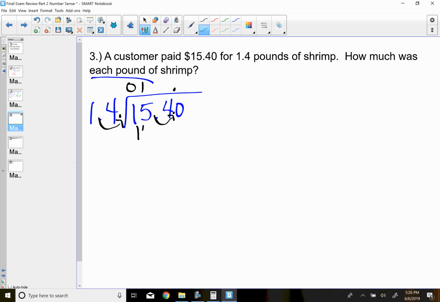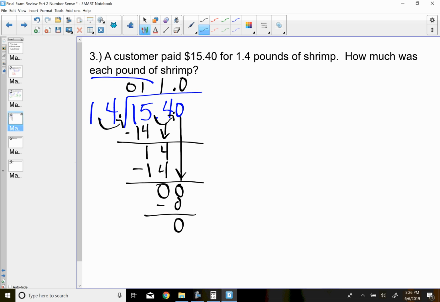1 times 14 is 14. We got 1 remaining. If I bring down this 4, 14 will go into 14 1 full time. 1 times 14 is 14. At this point, we're not finished, though. We got a 0 there. So 14 will go into 0 0 times. Now we have nothing left. Now this answer is 11 and 0/10, but that's the same thing as saying 11. So the question is, how much was each pound of shrimp? It's $11 for 1 pound of shrimp.